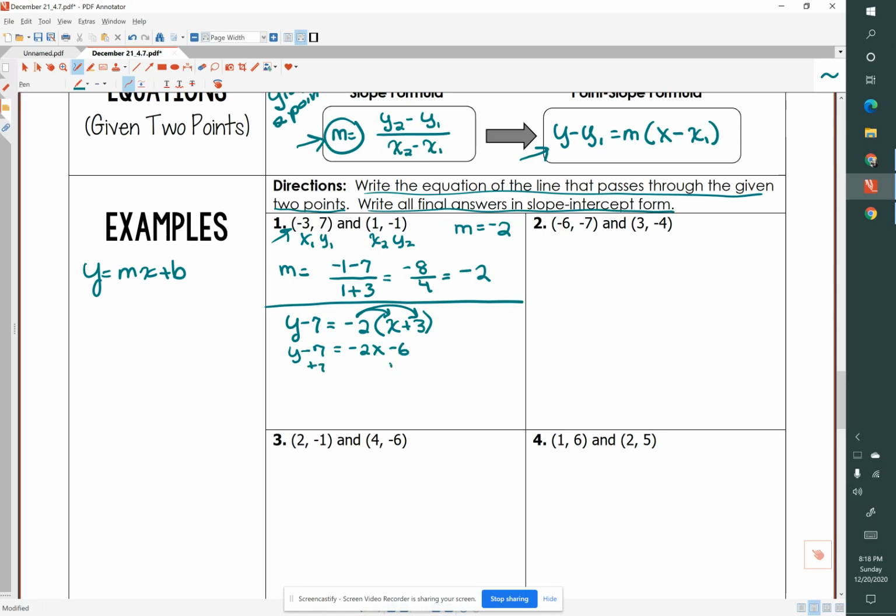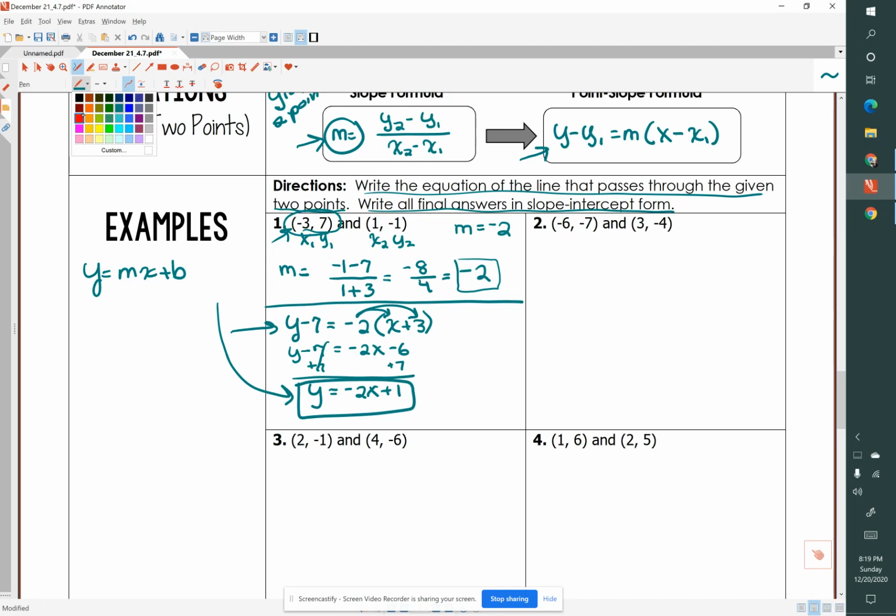We'll add 7 to both sides, and that will give us y equals -2x plus 1. And that's our final answer. So we started with the 2 points. We used the slope formula to get the slope. Once we have the slope, we use the slope and 1 point in the point slope formula, solved for y, and that gave us the slope-intercept form right there, and that's our final answer.